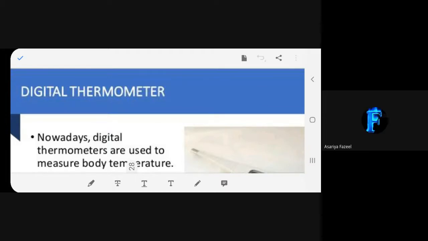Digital thermometer. Nowadays, digital thermometers are used to measure body temperature. Stop it. Please. Give me the clinical answer. Which was the first thermometer that we did? Clinical thermometer. Exactly.